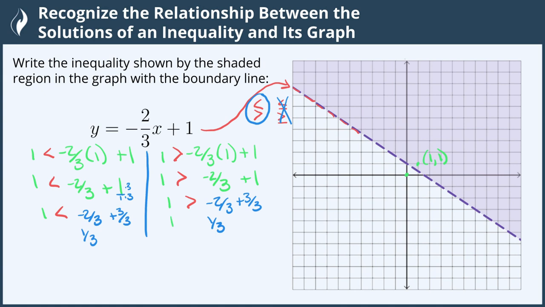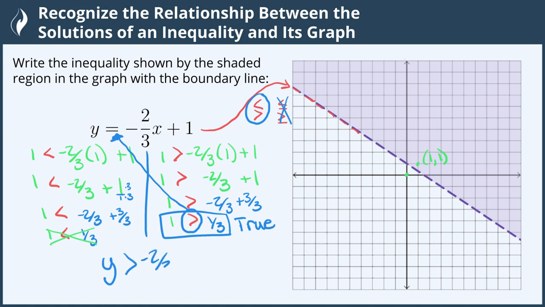And we will be comparing this to the y to see which of these inequalities gives us a true statement. 1 is less than 1/3 on the left-hand side is not a true statement. 1 is larger than the fraction 1/3. On the right-hand side, a positive 1 is greater than the fraction 1/3. This means that our inequality sign needs to be greater than to replace the equal sign from our boundary line, giving us the inequality y is greater than negative 2/3 x plus 1. And this is the inequality of our graph being shown here.